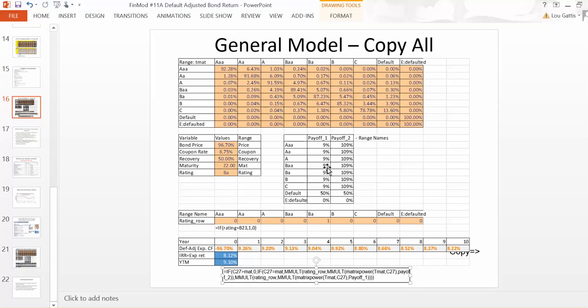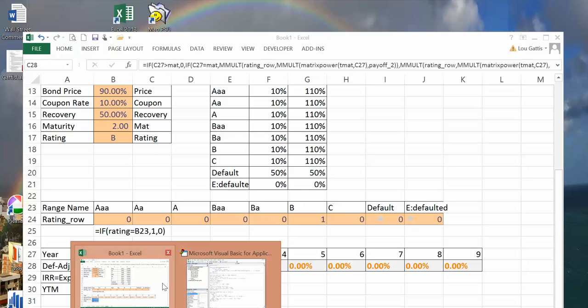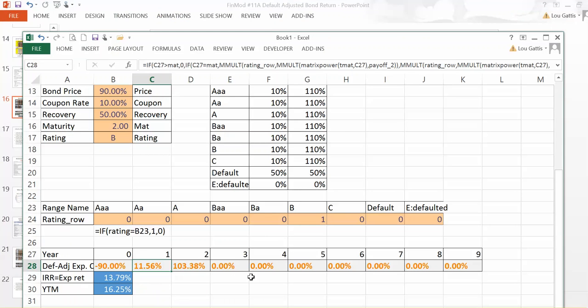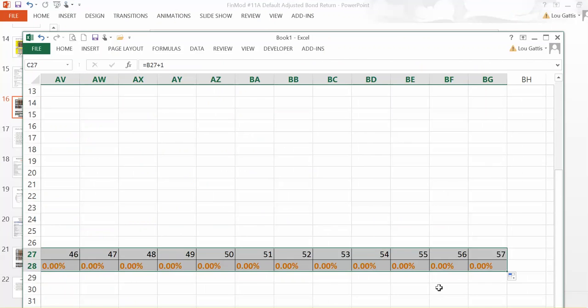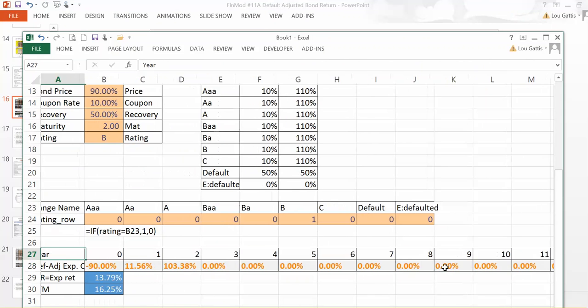Now back to our spreadsheet. I can take that formula once I have it entered once, and I can copy it for as many years as I want. Looks like I just went out to 57 years. You can go farther.